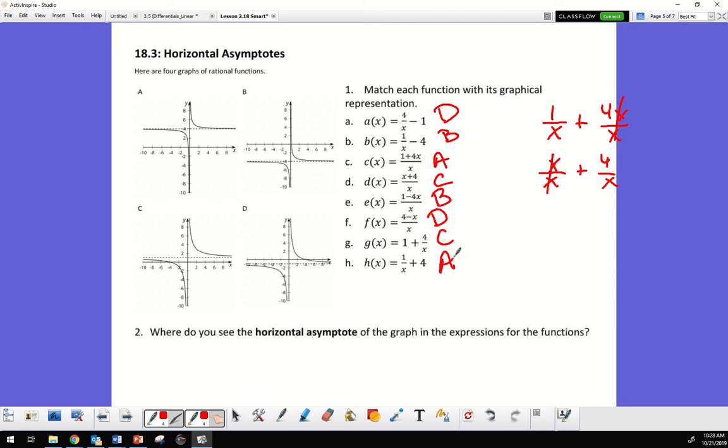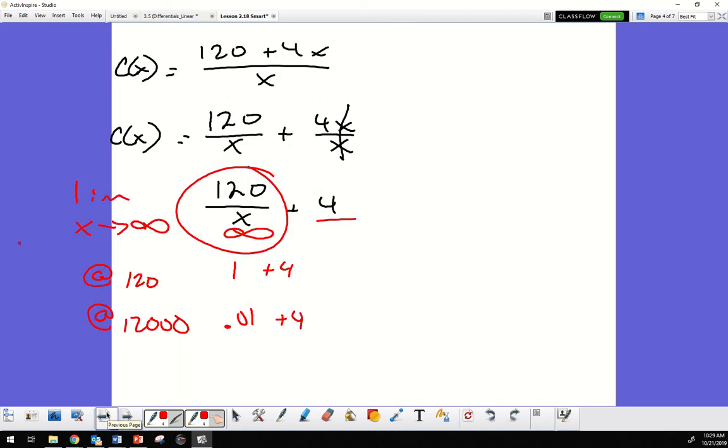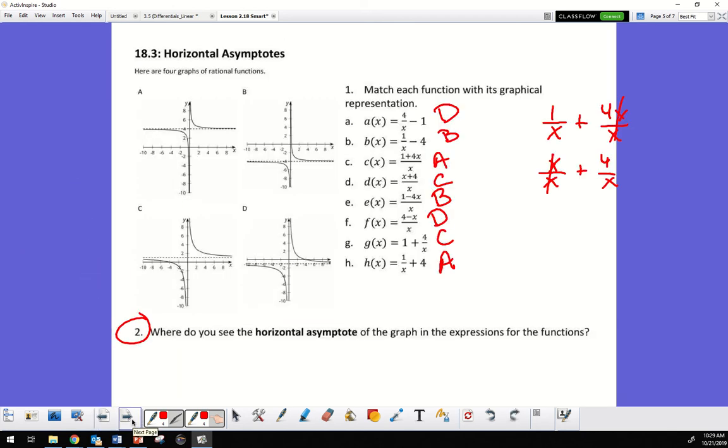Where do you see the horizontal asymptote of the graph in the expressions for the function? There we go. It's always when I break it up, right? Because the limit as 4 over X goes to infinity, that wipes out and goes to 0. But then you get whatever constant you have right there. So if you guys didn't write that down, the limit stuff, you could put that there.